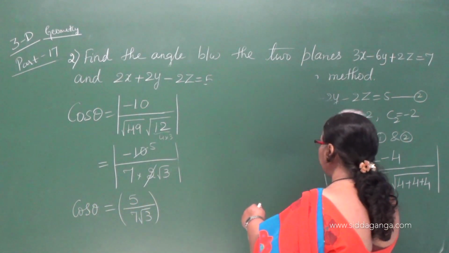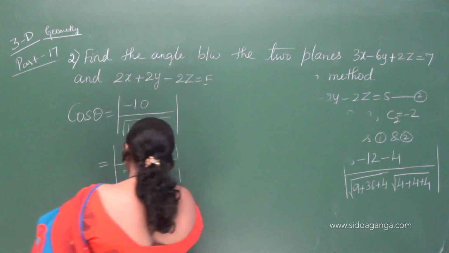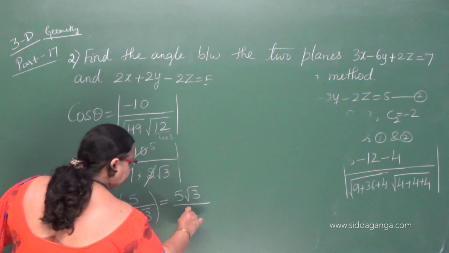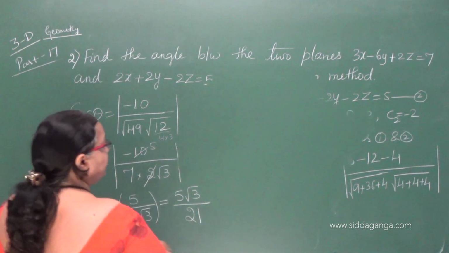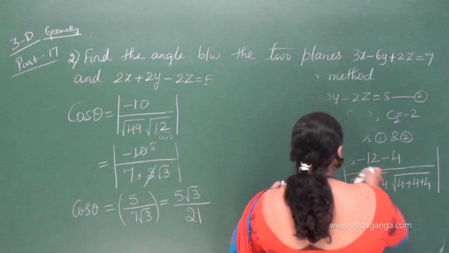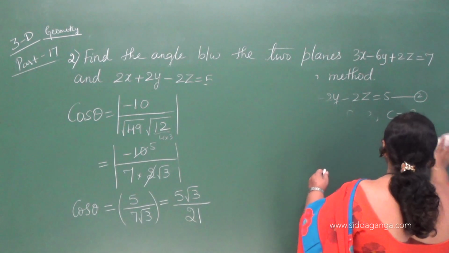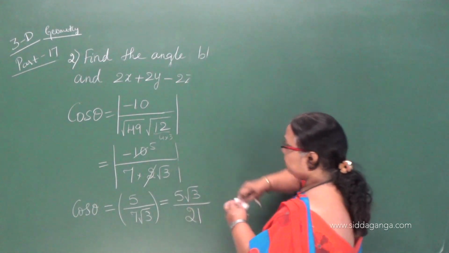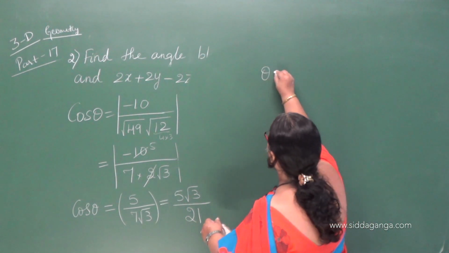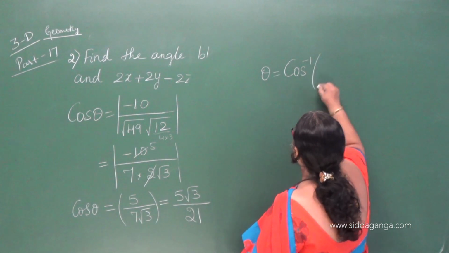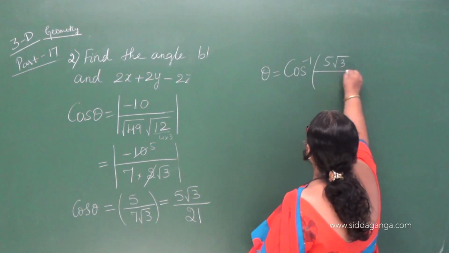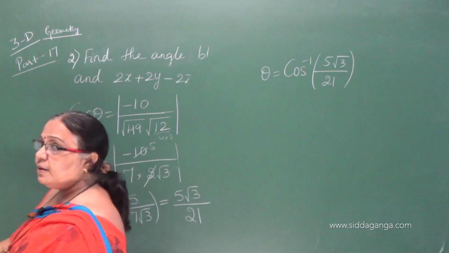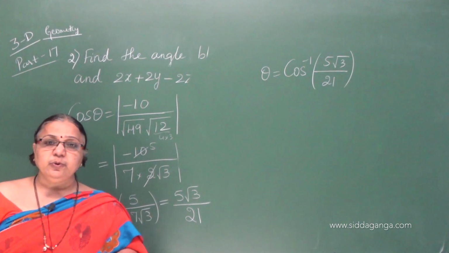Therefore, we can rationalize this and write it, or cos theta equal to, if we rationalize, 5 root 3 divided by 7 3s are 21. Rationalize means we have to multiply and divide by root 3. Now therefore theta equal to cos inverse of 5 root 3 divided by 21. So this is the angle between the given two planes.